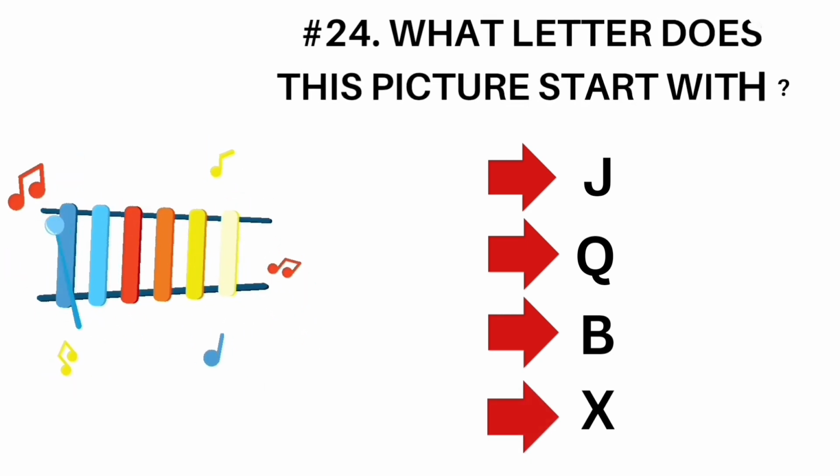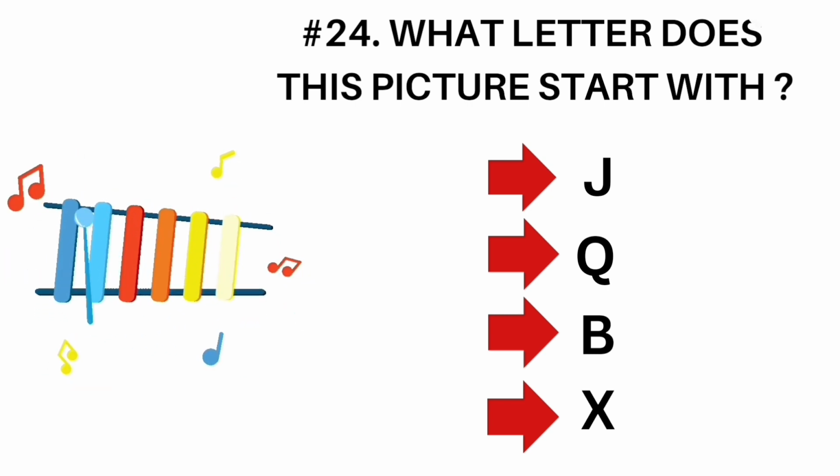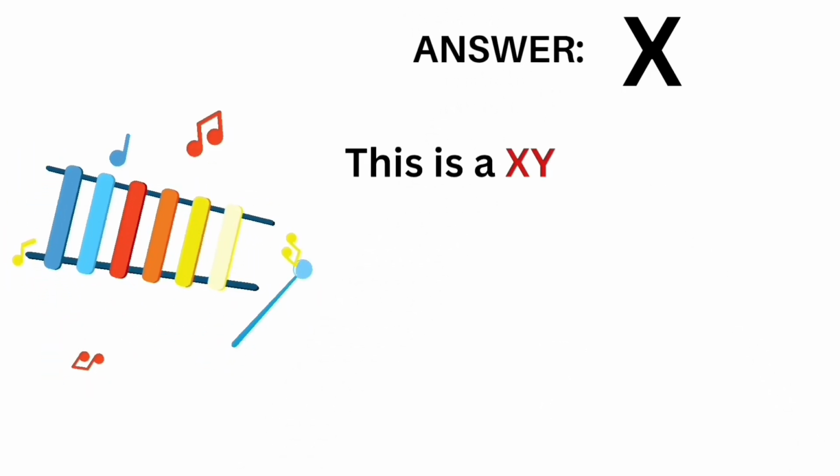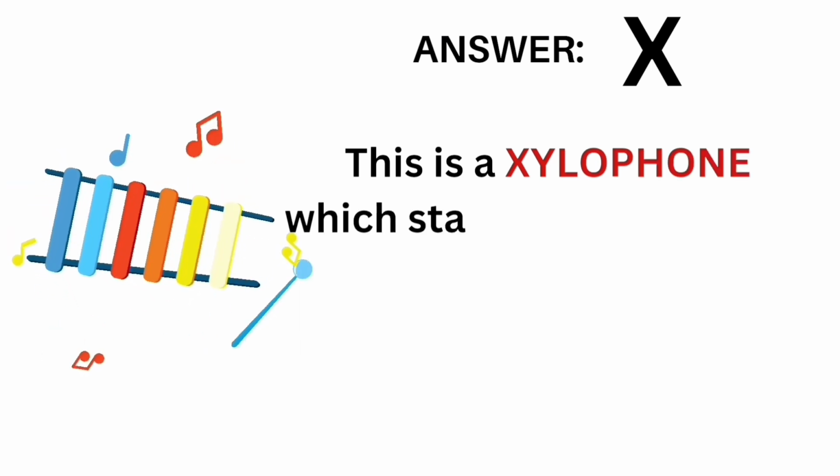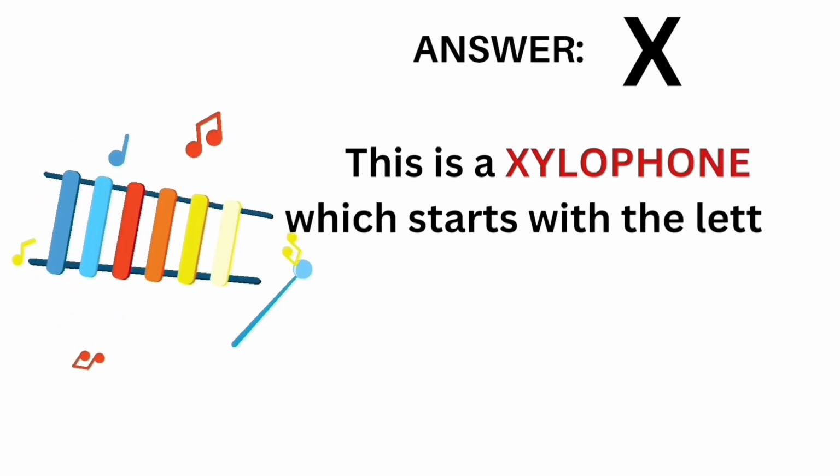What letter does this picture start with? The options are J, Q, B, X. The answer is X. This picture is a xylophone, which starts with the letter X.